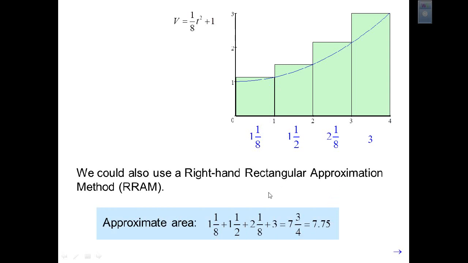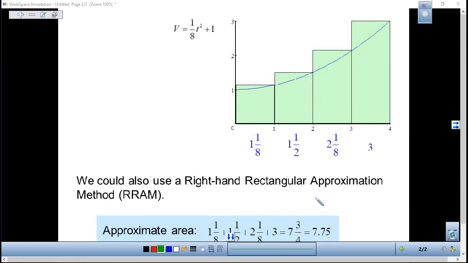Now, once again, look at this one. Is this an over approximation or an under approximation? Well, it's an over approximation because we've got area here and here and here and here that's above the curve. So we're adding more area with our rectangles than we actually have under our curve there. So this is going to be an over approximation.